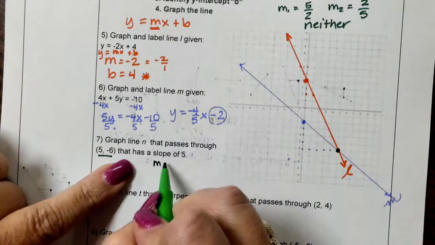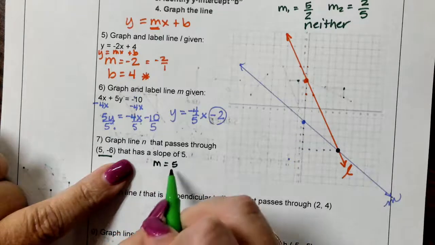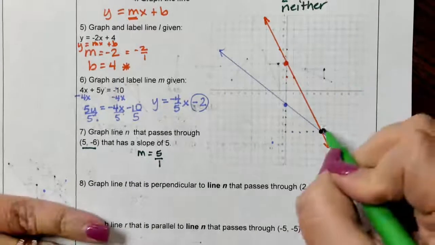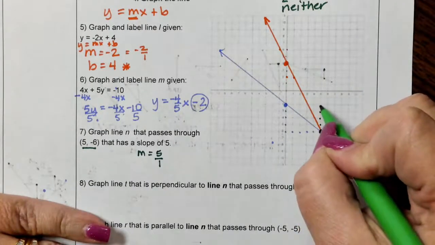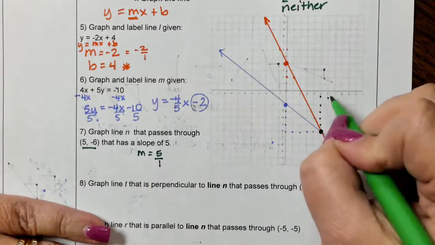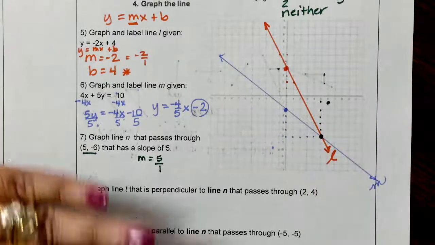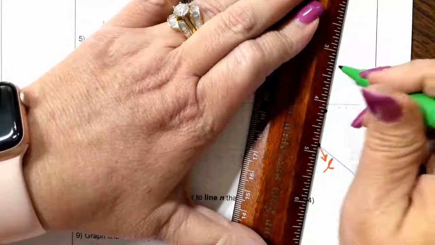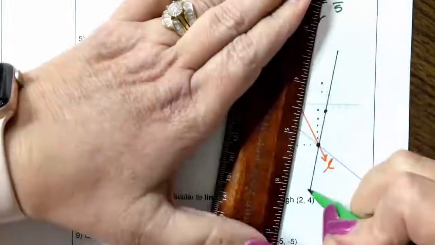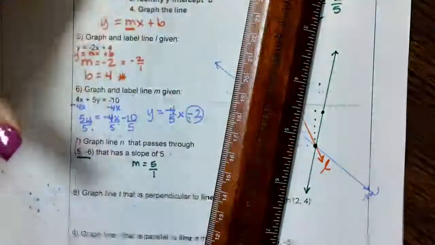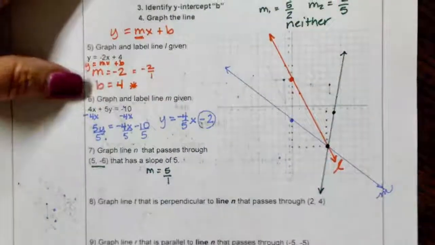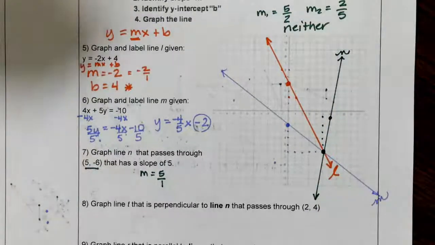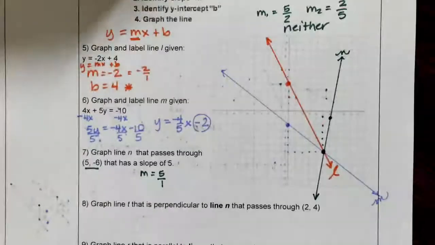Remember, slope of 5 means you have to have a rise over run, so we need to make that into a fraction by putting it over 1. So from here I would go up 1, 2, 3, 4, 5, and then over 1. Put another dot, and there are your 2 points that you can go to connect. It takes 2 points to make a line, so we need those 2 points. Okay, and that was to be called line N. So you'll just put that little cursive N on one end of your line.